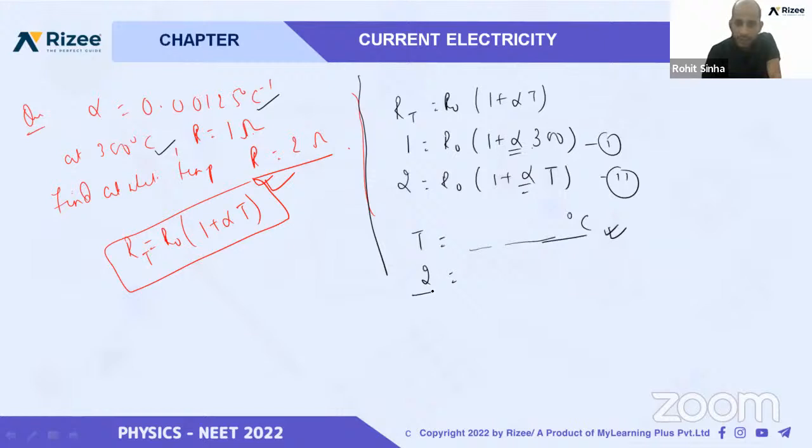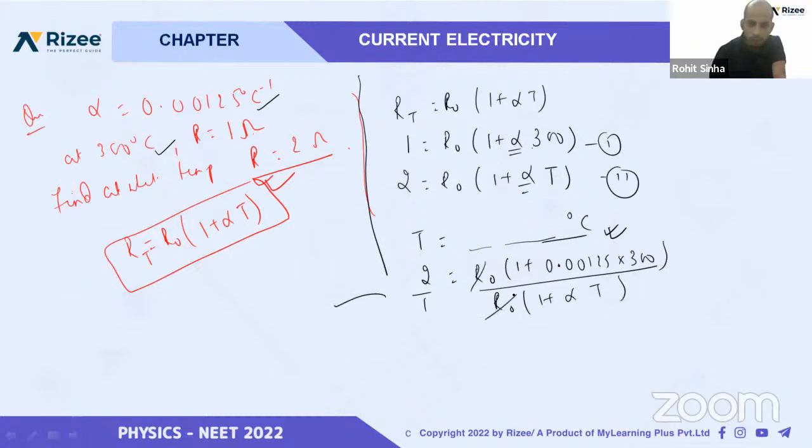2 is equal to, if I take the ratio, what will happen? R naught (1 plus alpha T), value of alpha 0.00125, into 300, by R naught into (1 plus alpha T). R naught cancels. We can cross it: 1 plus alpha T is equal to 1 plus alpha into 300. What we can do? We can write it like this: alpha into 300 minus alpha into T, you can add 1, is equal to alpha value 0.00125 into (300 minus T).